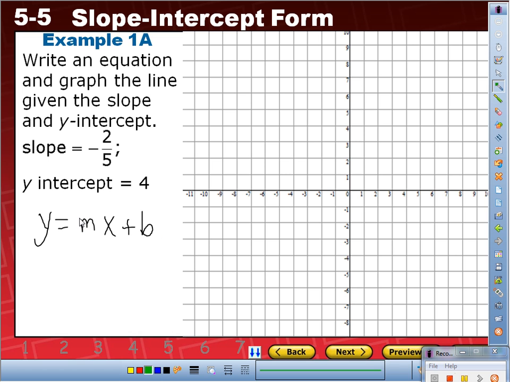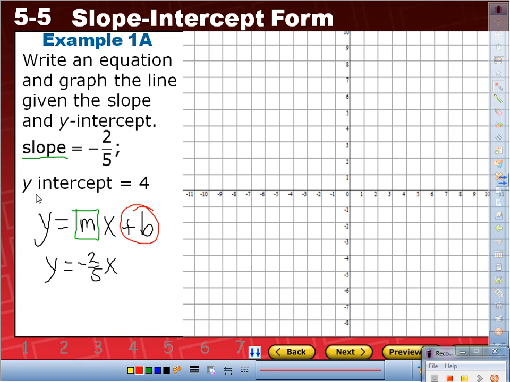So now, check this out. We know that the m stands for what? Slope. So therefore, I'm going to substitute -2/5. I write x, I write the equal, I write the y. Check this out. The plus b stands for the y-intercept. What is my y-intercept? 4. So at the end it's plus 4. Copy that, please. And that's my equation. Slope-intercept form equation. Copy that.